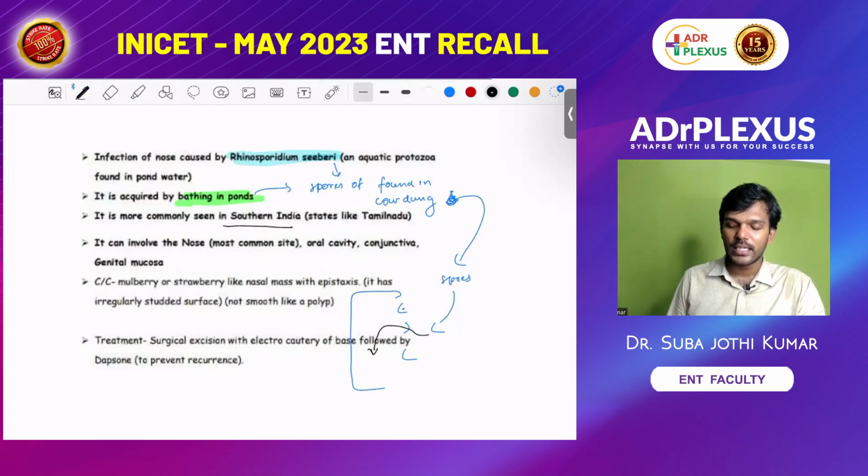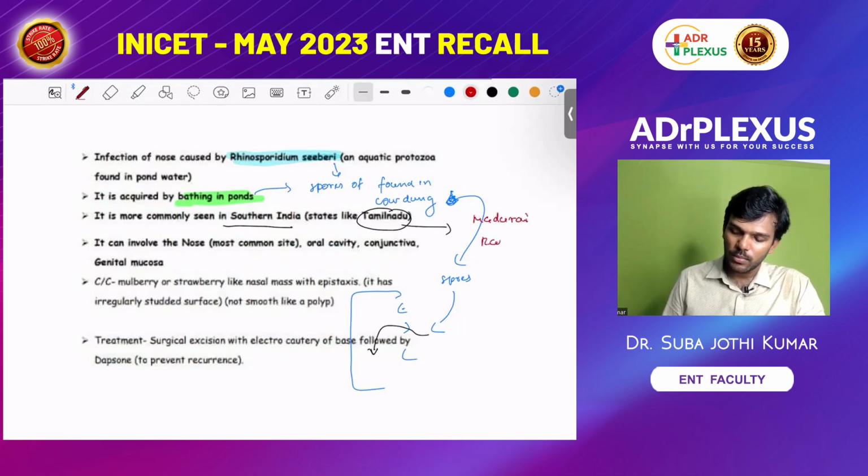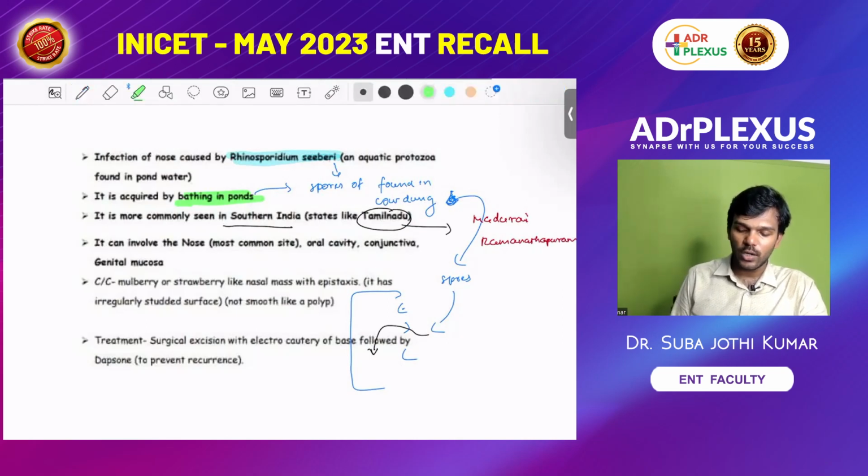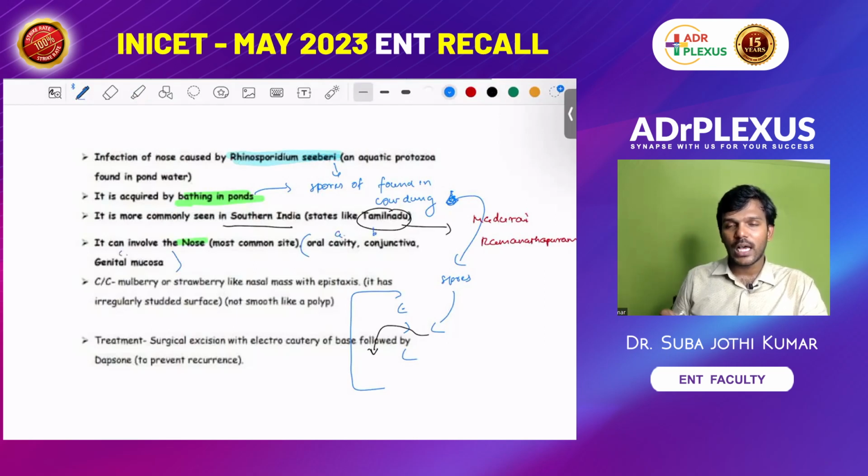Southern India, like Tamil Nadu. In Tamil Nadu, we see it in Madurai, Ramanathapuram. All right. The most common area to get involved is the nose, whereas the other areas are the oral cavity, conjunctiva, genital mucosa. So these are the other areas where it could get affected.